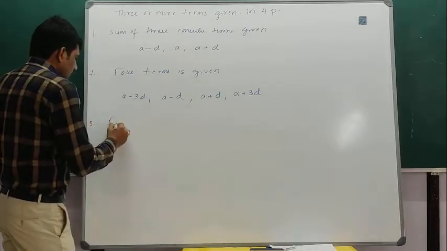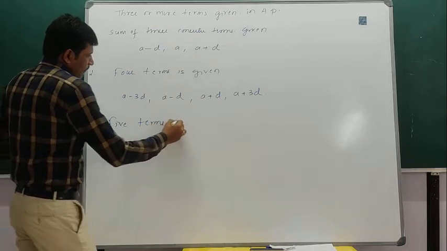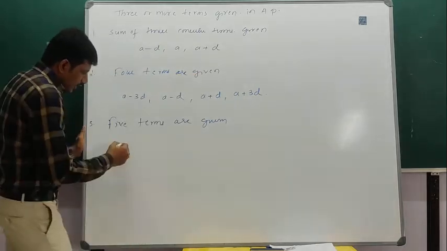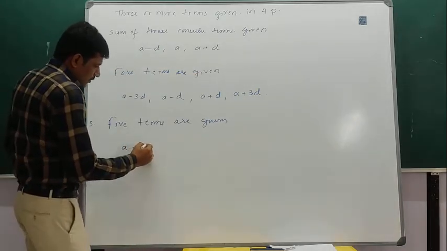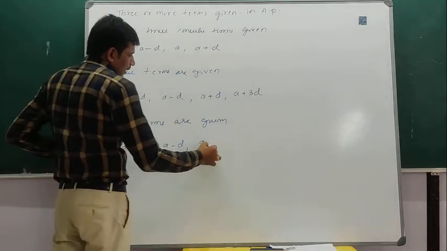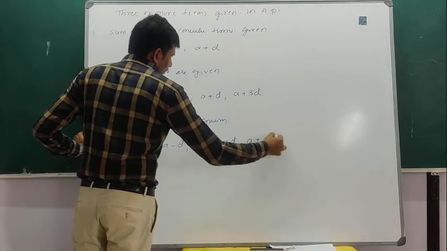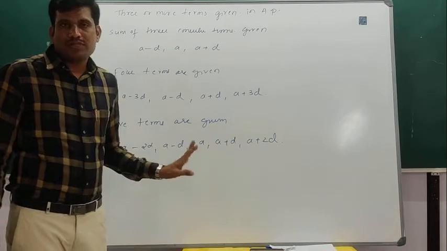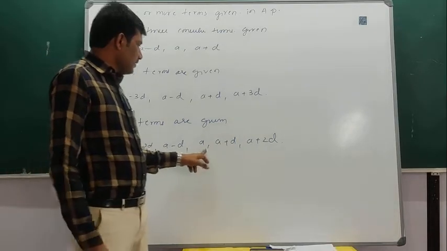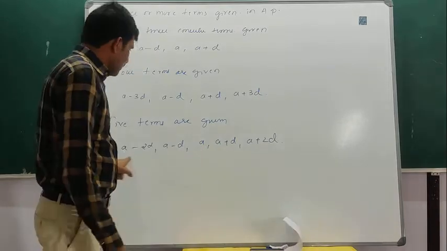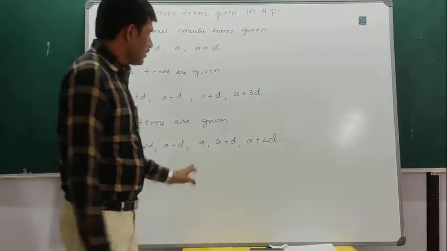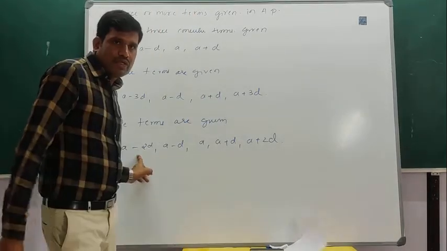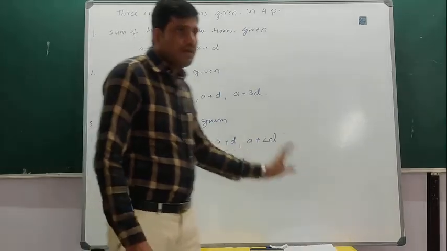When five terms are given, we take the numbers as a minus 2d, a minus d, a, a plus d and a plus 2d. These are the five numbers which are in AP. So instead of a plus d, a plus 2d, a plus 3d, a plus 4d, we take the numbers as a minus 2d, a minus d, a, a plus d and a plus 2d.